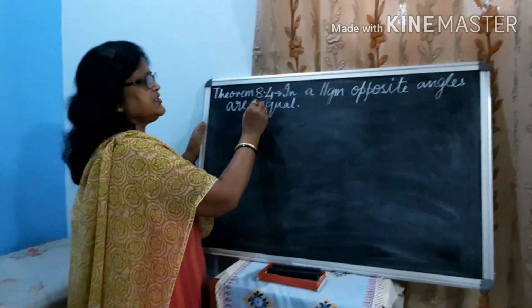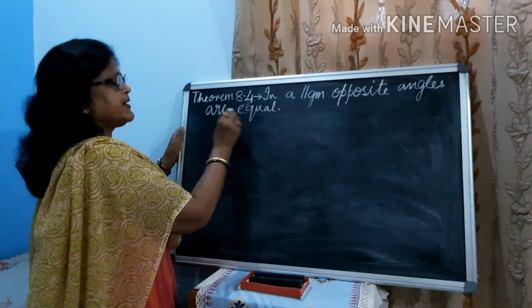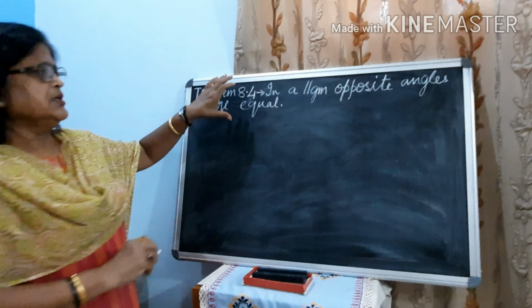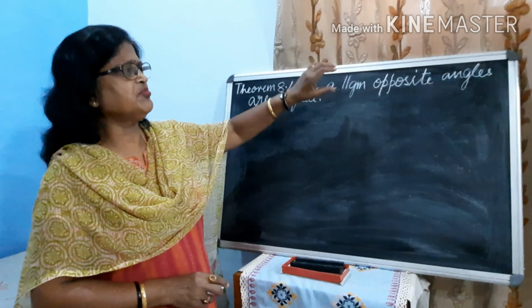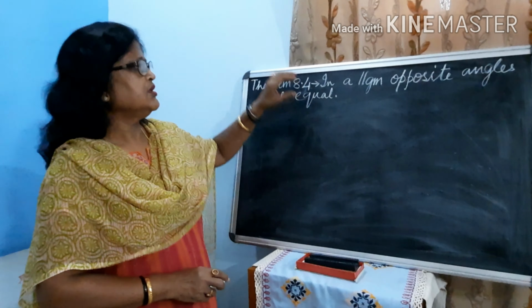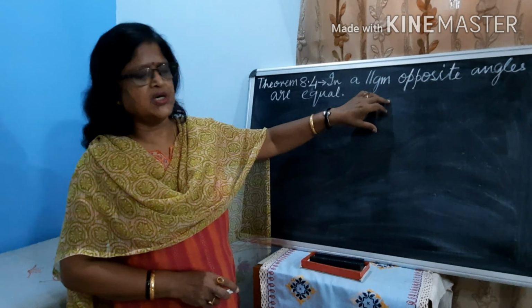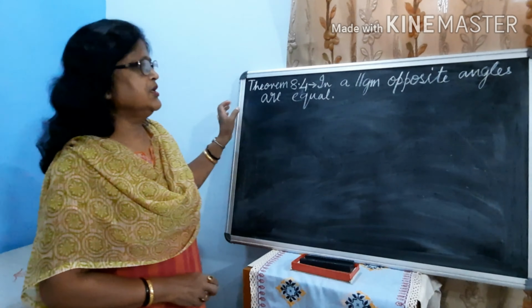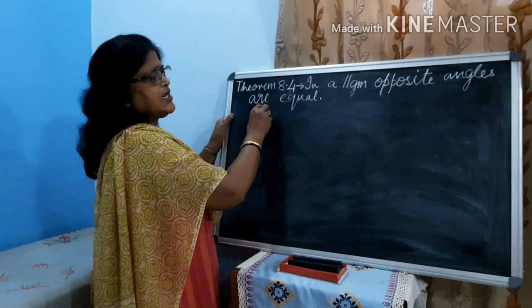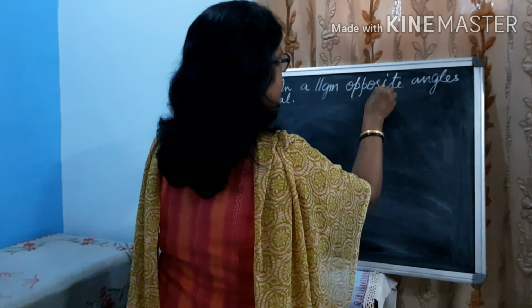What does the statement say? In a parallelogram, opposite angles are equal. As I have already told you, we have to note down from the given statement what is given. What is given? It's a parallelogram. The quadrilateral is a parallelogram. We have to prove the opposite angles are equal. So before we start writing the given data from the statement, let us draw the figure.